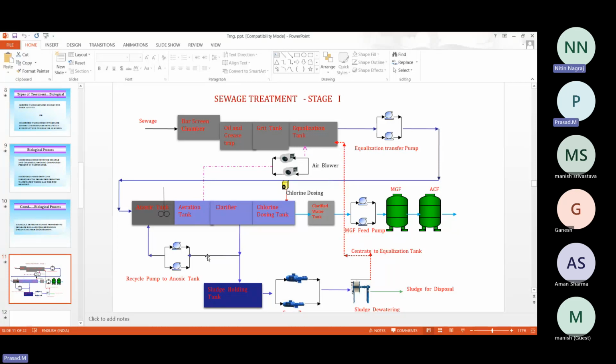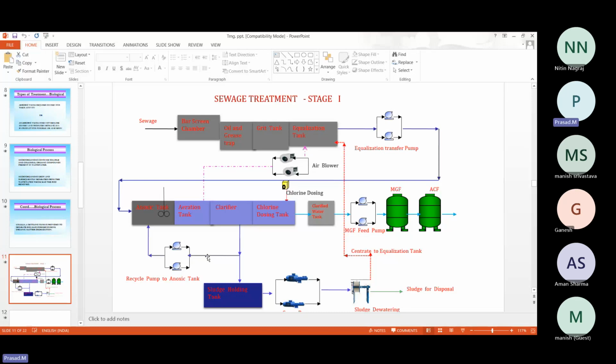So we use the multigrade filter for reducing the suspended solids, and the activated carbon filter for reducing color, odor and traces of chlorine. Whatever chlorine we are dosing, that chlorine disinfects the water; whatever bacteria remain in the water will be killed by chlorine, and then if some traces remain, they will be removed by the activated carbon filter.